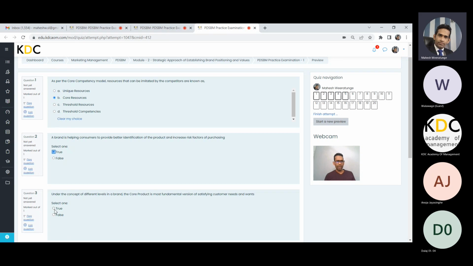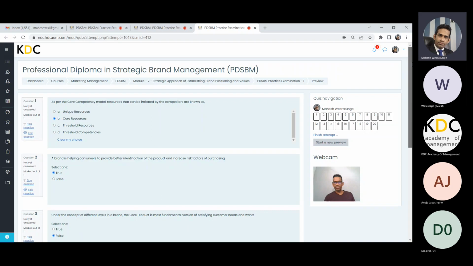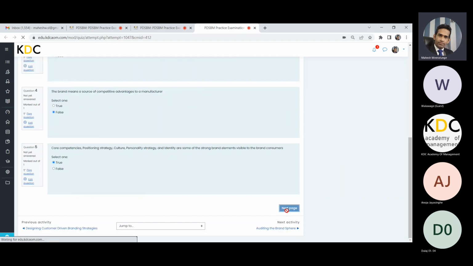දැන් අපි හිතමු අපි මෙහෙම ආන්සර් කරගෙන යනවයි කියලා. උදාහරණයක් විදිහට let's say 5 questions per sheet. You answer and you go to the second one. You go to the next page.